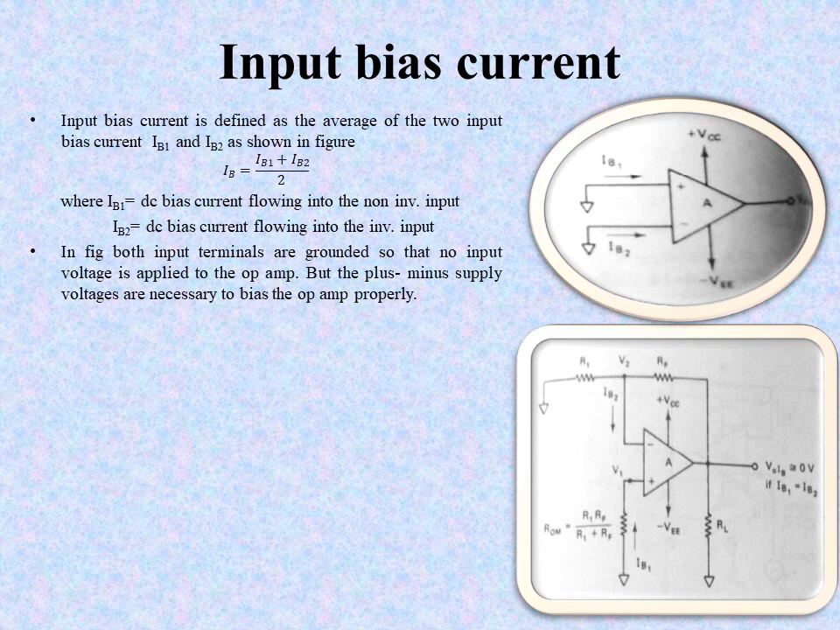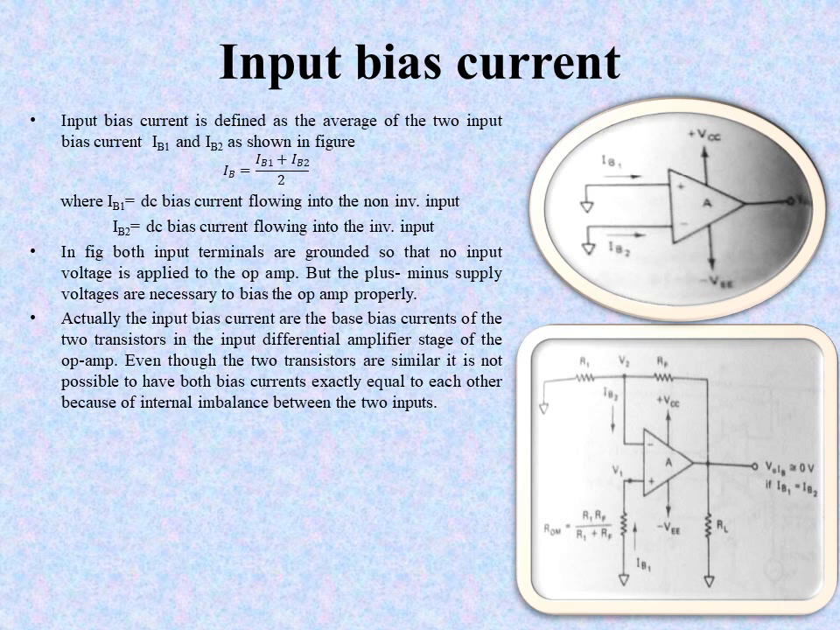Now as you can see in the figure, both the terminals, non-inverting and inverting, are grounded. But plus and minus supply are present to bias the op amp properly. What does biasing mean? Biasing means to apply power supply to the given instrument. So here we are supplying the two power supplies and connecting both the inputs to ground.